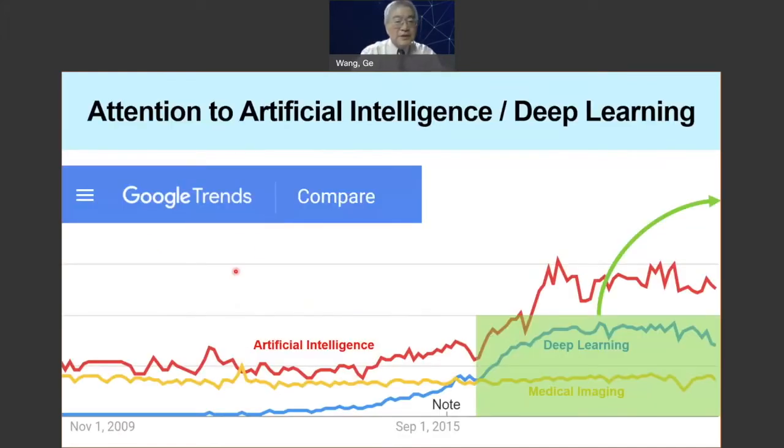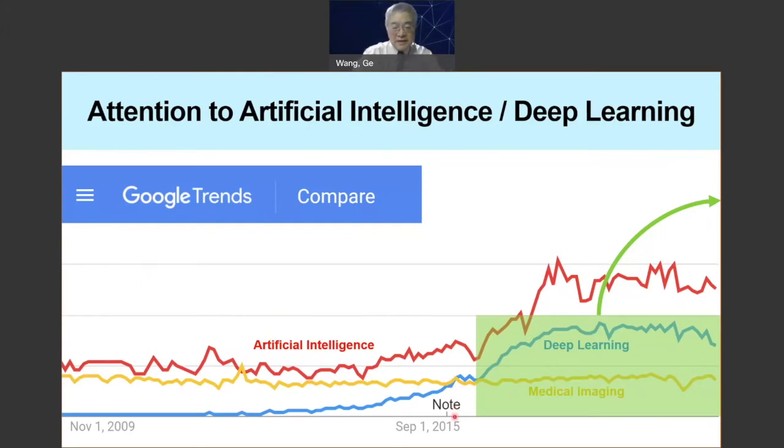By a Google search, we see attention to medical imaging. This is just an orange curve. It's fairly constant. On the other hand, the hotness of artificial intelligence, particularly deep learning, since several years ago, keeps going up. And around 2016, you see the intersection. Attention to deep learning just exceeded that for medical imaging.